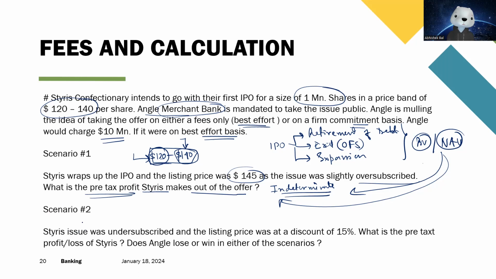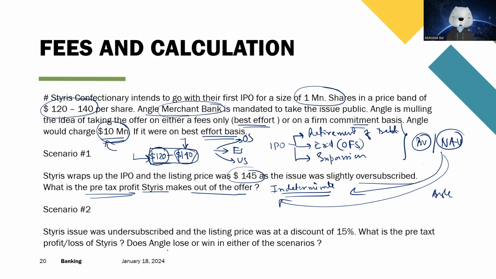Second, Stylus issue was undersubscribed and the listing price was at a discount of 15%. What is the pre-tax profit or loss of Stylus? Does Angle lose or win in either of the scenarios? First of all, if Angle, the merchant banker, has taken this issue on a best effort basis, that means it should only be content with the 10 million fees that it is collecting. It could not care less, honestly speaking, whether the issue is fully subscribed, oversubscribed, or undersubscribed. It would still walk away with its fees of $10 million intact.